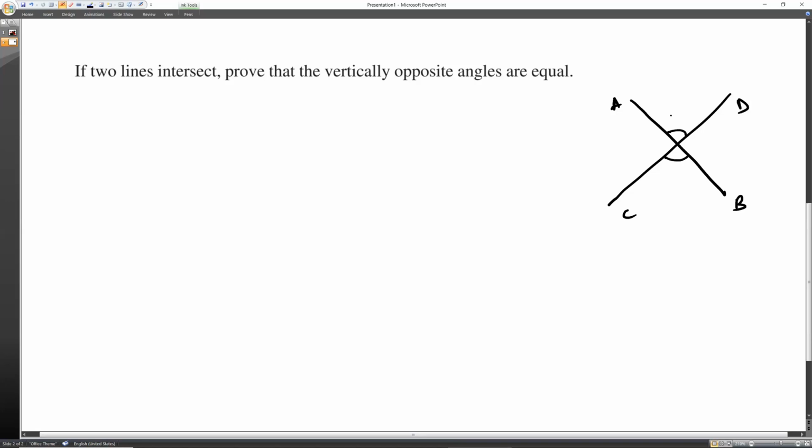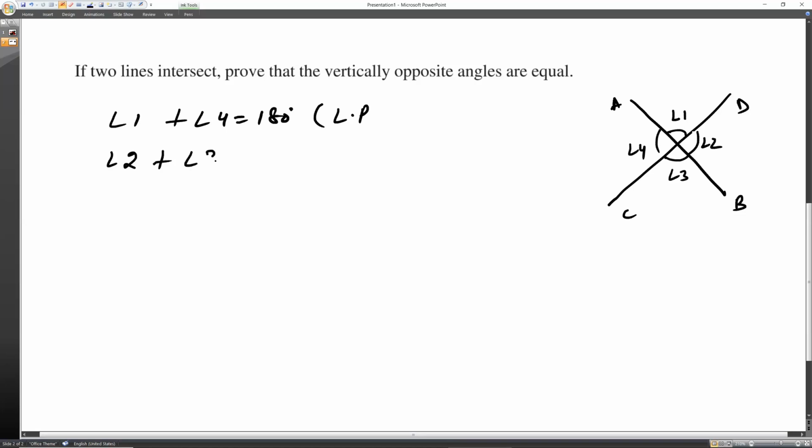Then we need to prove that the vertically opposite angles are equal. This is angle 1, this is angle 2, this is angle 3, this is angle 4. You know that these are straight lines, so you will write angle 1 plus angle 4 equals 180 degrees. Why? Because it is a linear pair, because it is a straight line. Similarly, angle 2 plus angle 3 is also equal to 180 degrees, because it is a linear pair.